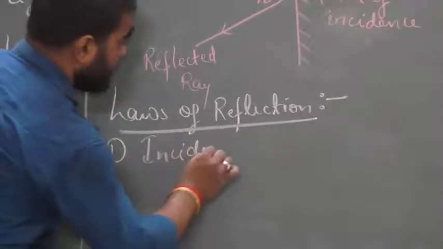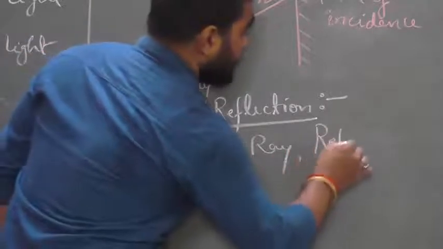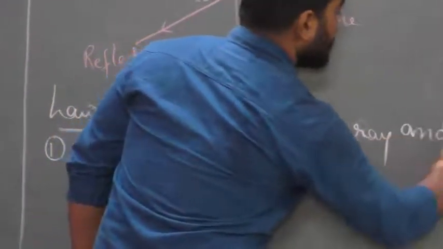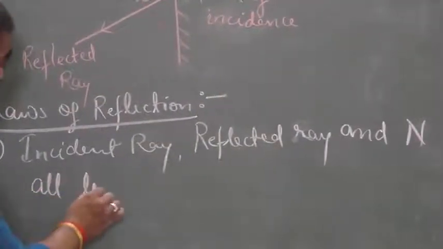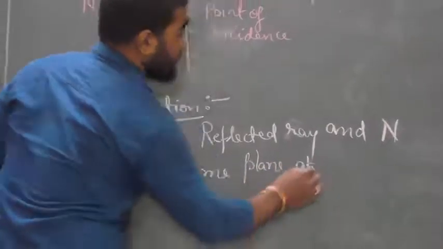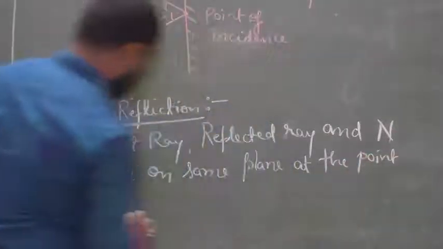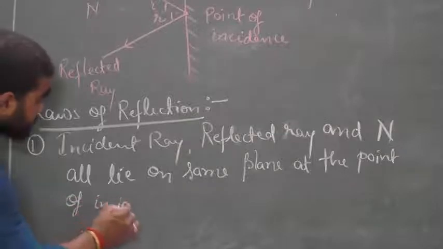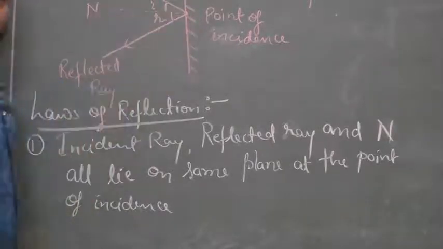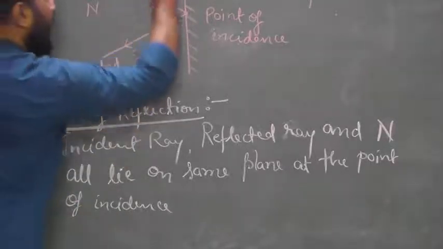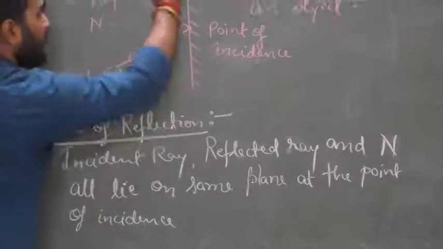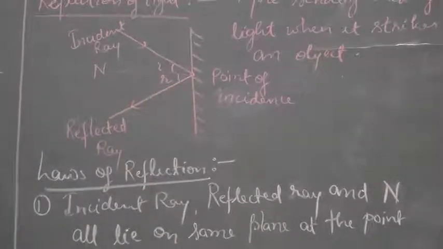Incident ray, reflected ray, and normal all lie on the same plane at the point of incidence. Okay, see here, first law is what? Incident ray, reflected ray, and normal all lie on the same plane at the point of incidence. This is our first law of reflection.